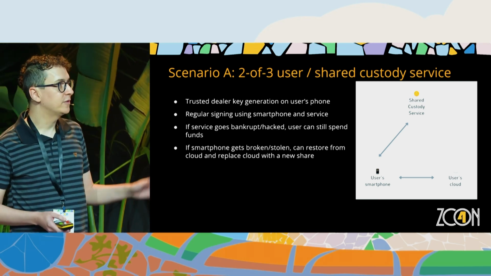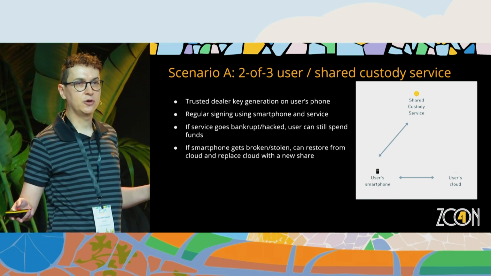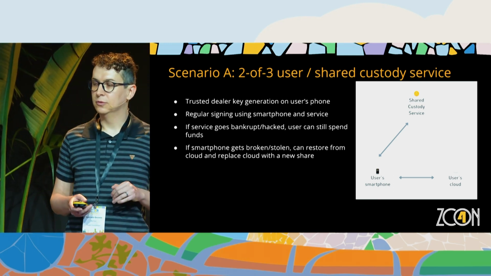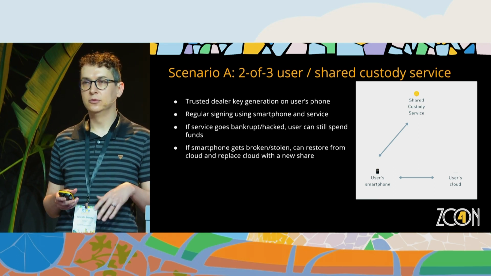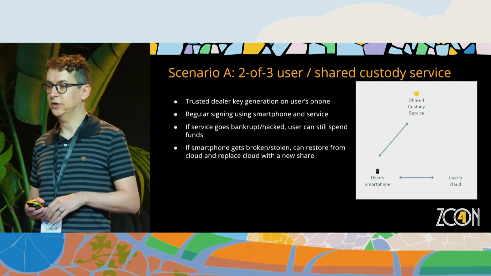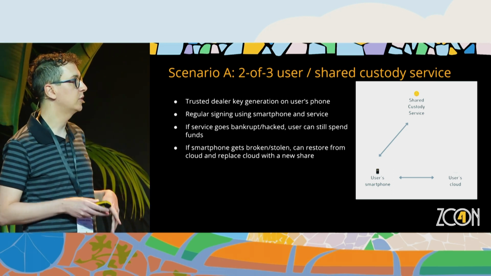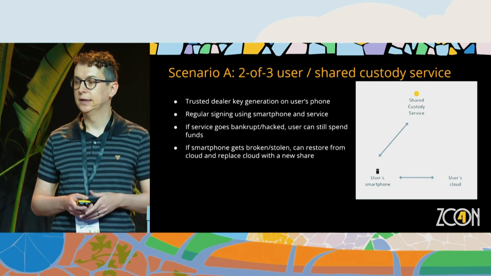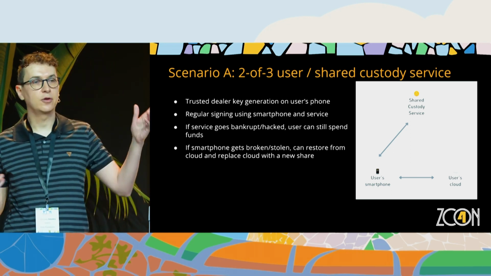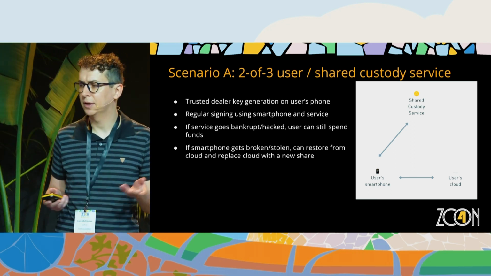So with something like this, you can share the custody of your key. For example, you can generate your key, use a 2 out of 3 threshold, split it into 3 shares, keep 1 share in your phone, keep 1 share in your cloud, and keep 1 share with this shared custody service, which I named like this.